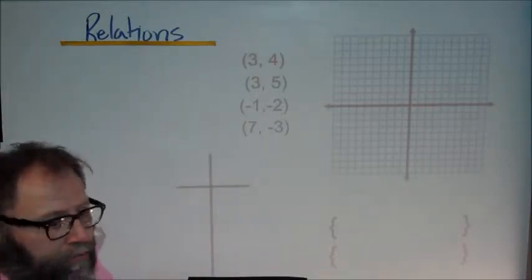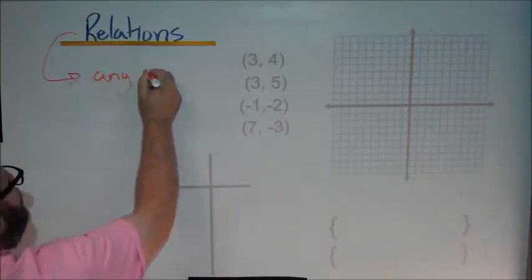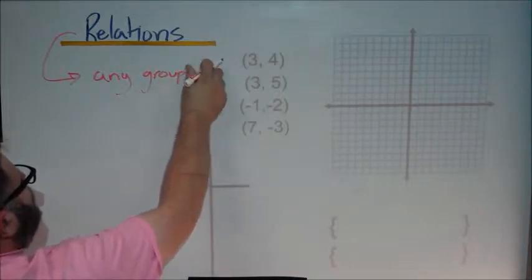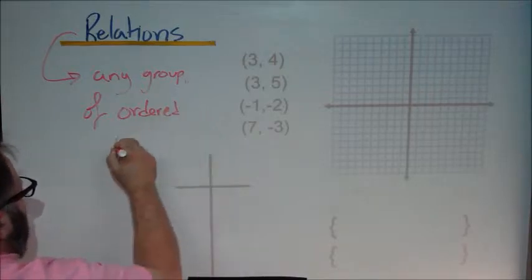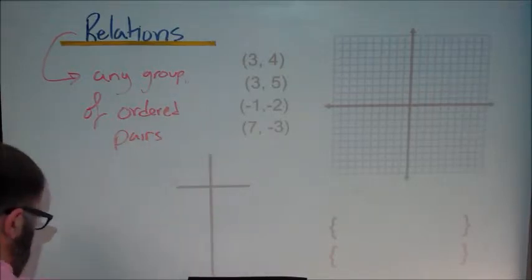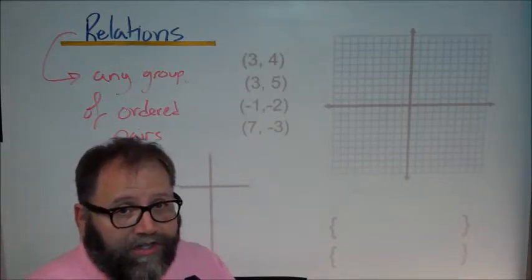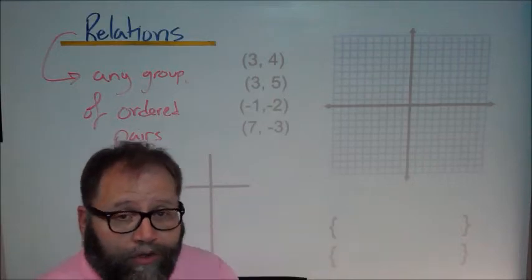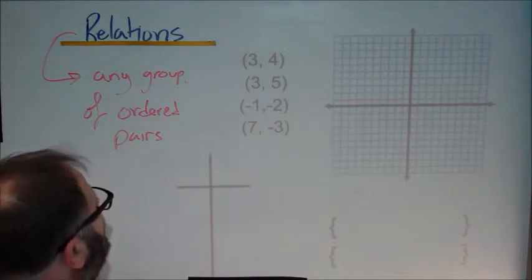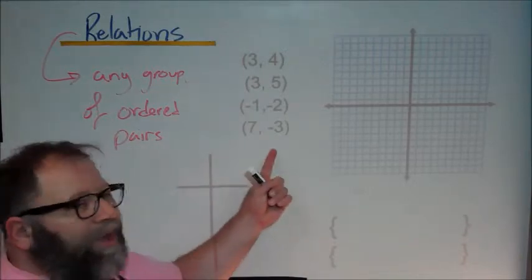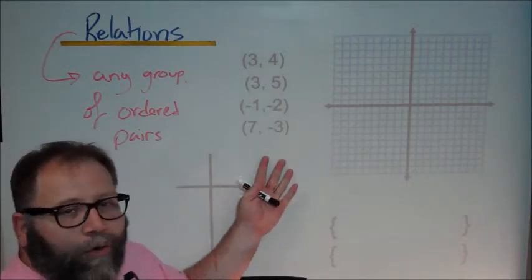Relations are, we need to define this, otherwise it's not going to make any sense, any group of ordered pairs. Any group of ordered pairs we would consider a relation. So now we just have a group of x's that have their own unique y's, and that categorizes itself as a relation. To give you an example, we have one right here. So this is a relation right here. It's just a set of ordered pairs.